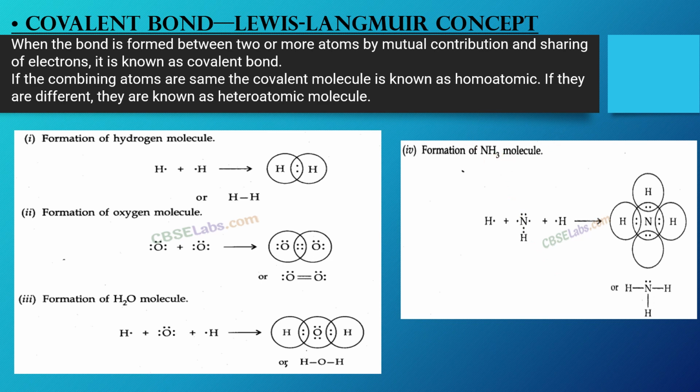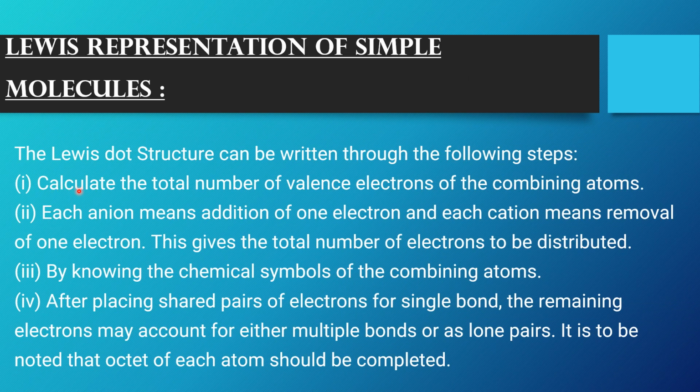This is the formation of some covalent bonds: hydrogen, oxygen, water molecule, and ammonia molecule. So, the Lewis symbol of an atom is represented by the chemical symbol of the atom surrounded by a number of dots corresponding to the number of valence electrons. How many valence electrons are present in each atom will be shown by the dots around the atom. These are the important steps which will be helpful for drawing Lewis dot structures.